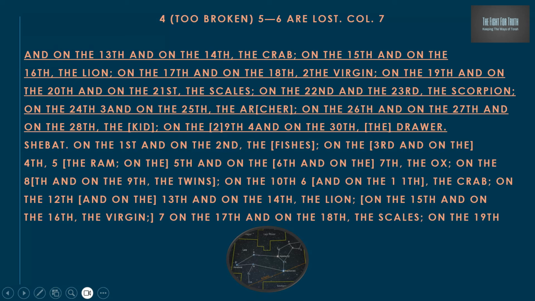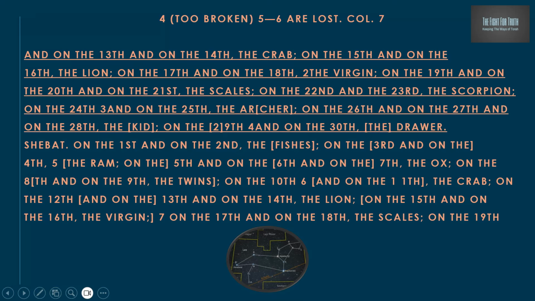So this fragment, column 7, begins on the 11th month, and we're about to head into the 12th month right here. On the 1st and on the 2nd, the fishes. On the 3rd and the 4th, the ram. On the 5th and the 6th, and on the 7th, the ox. On the 8th and the 9th, the twins. On the 10th and on the 11th, the crab. On the 12th and on the 13th, and on the 14th, the lion. On the 15th and on the 16th, the virgin.